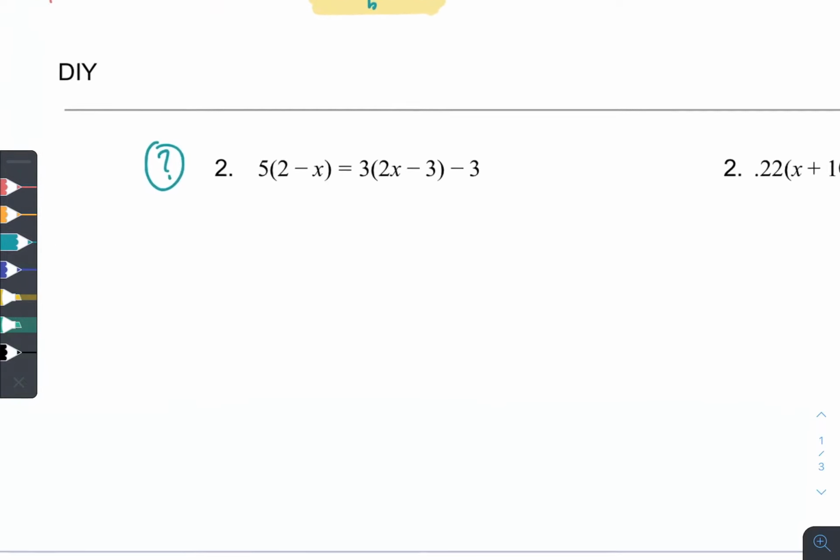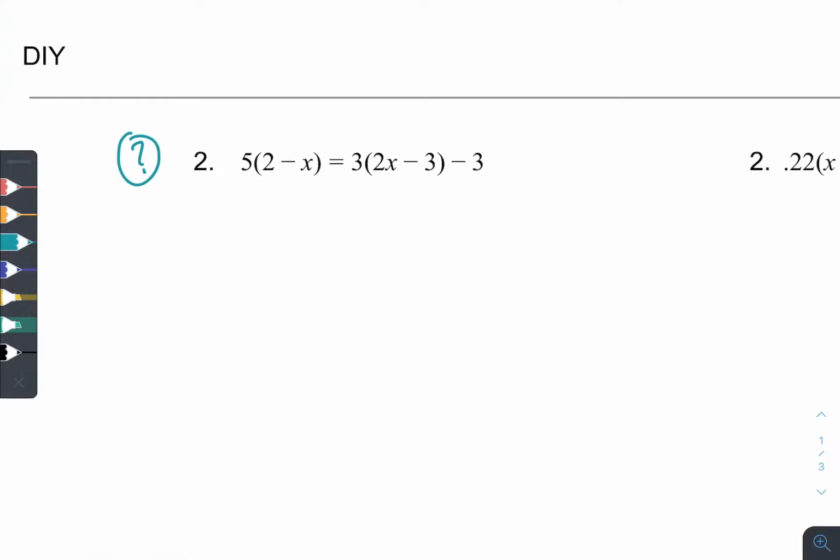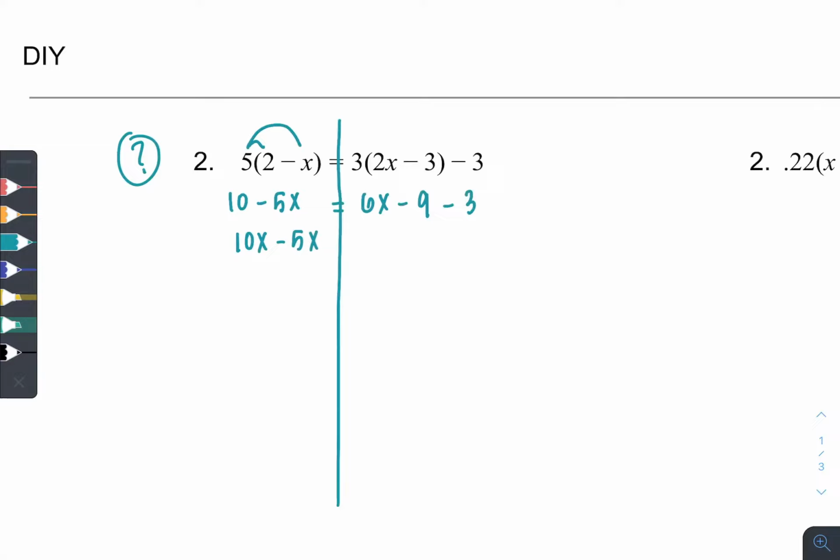So after the first one here, I'm going to run through this pretty quick. So I'm going to draw my line just to separate. Step 1, distribute. So we get 10 minus 5x equals 6x minus 9 minus 3. Combine any like terms. There are none on the left side, but we combine these ones on the right. So we get negative 9 minus 3, which is 6x minus 12.